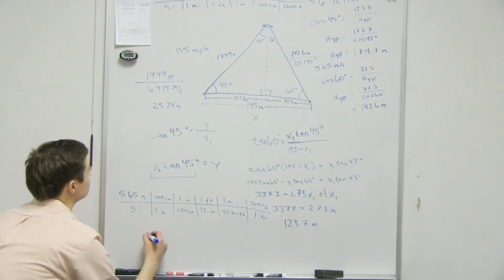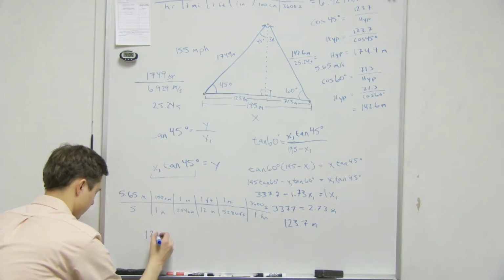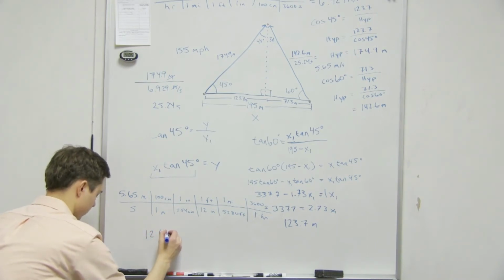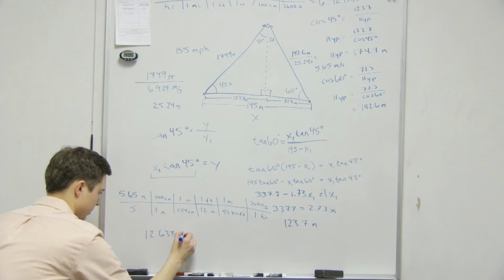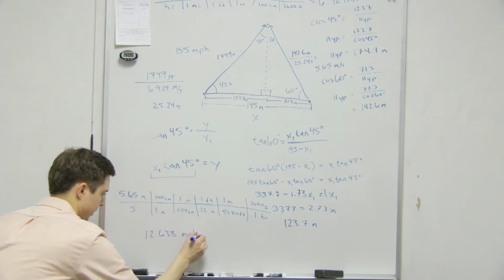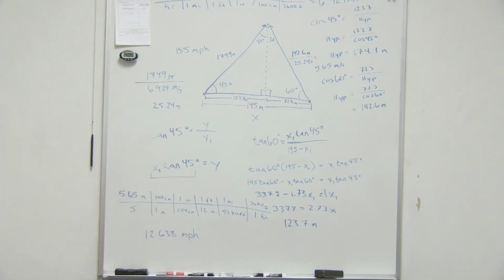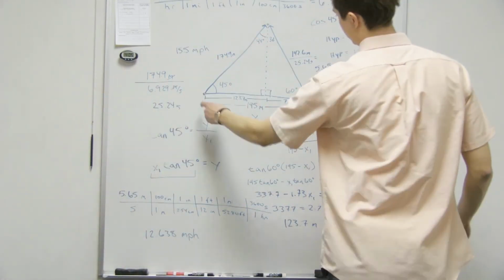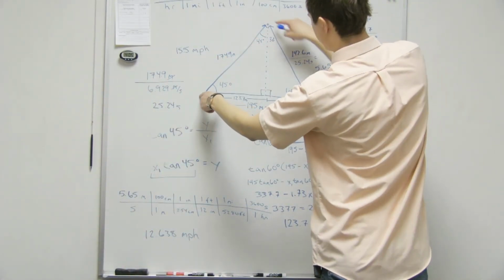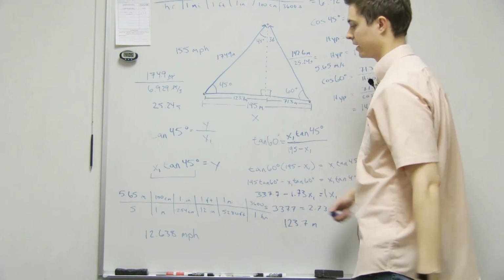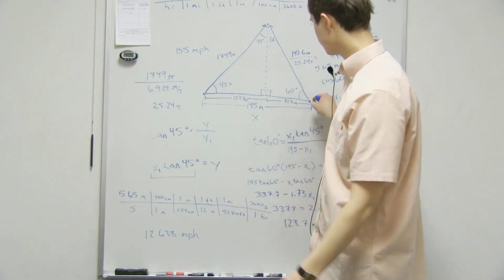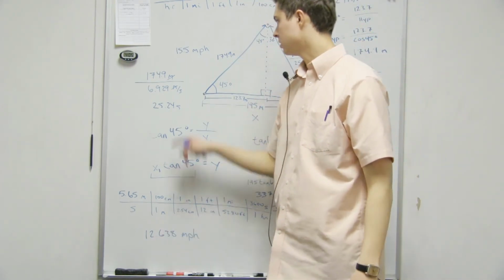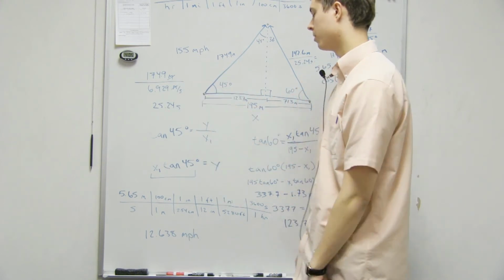So I got 12.638 miles per hour as the final answer. So now the very last thing you'd want to do is just ask yourself if that makes sense. Just by looking at the picture that they supplied for us, we can tell that this car traveled further than this car. So it makes sense that this car's speed would be a little bit less than this car's speed, but still in the same ballpark.